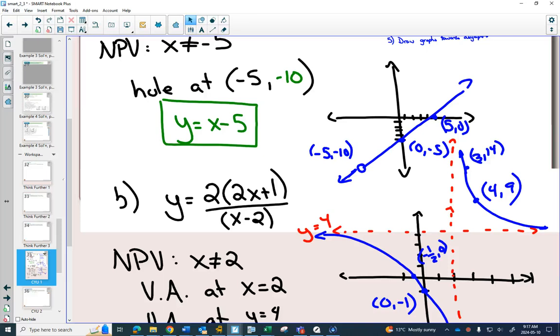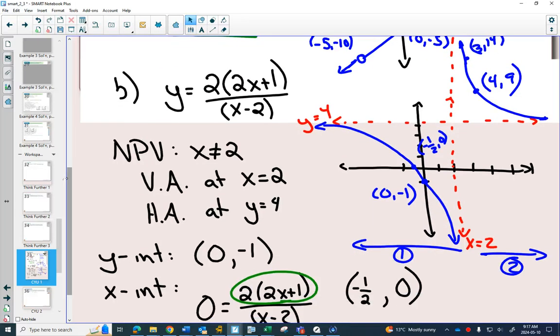After you've found your horizontal or oblique asymptotes, find your intercepts. Sometimes your intercepts is all you need to find, and you have 1 point per section. And when I talked about sections, sections are split up by your vertical asymptotes. So if you had 2 vertical asymptotes, you'd have 3 sections to graph. You need 1 point in each section, and then just draw your graph towards the asymptotes.